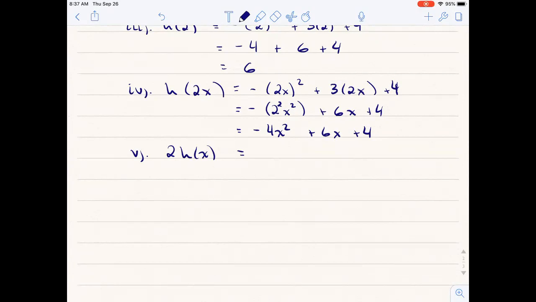So what you're going to do is, well, the h of x just says, wherever you see a t, replace it with an x. We can do that, right? But then multiply it by 2. Okay, so we've got 2 times, and then in brackets, negative x squared plus 3x plus 4.